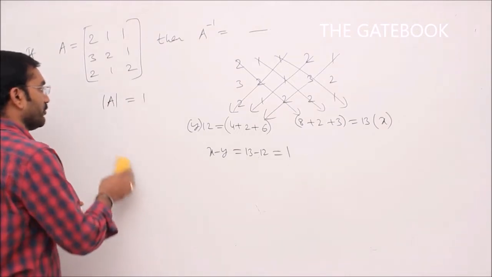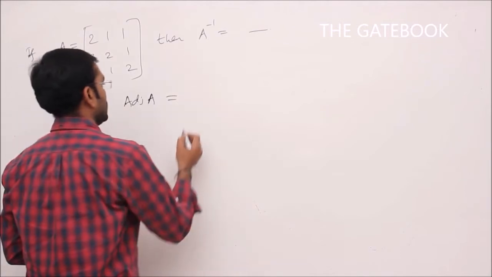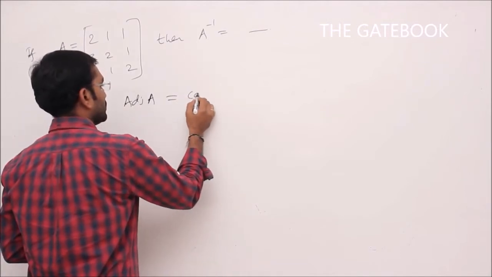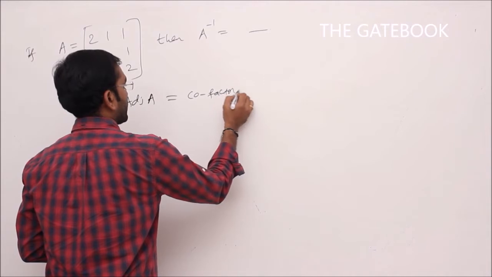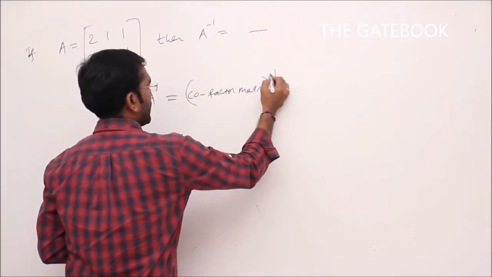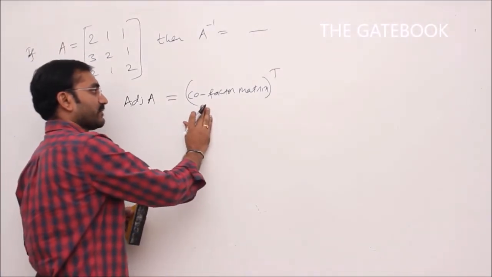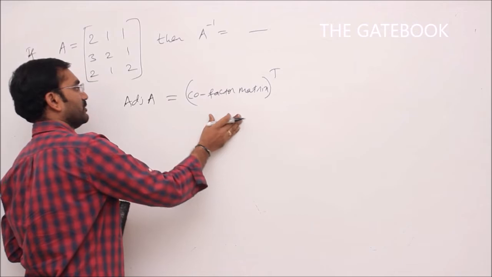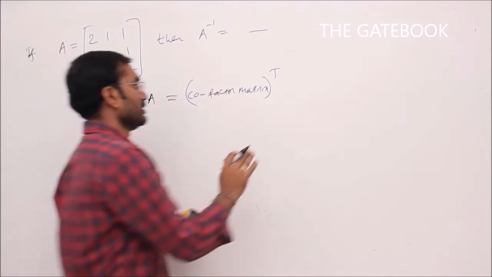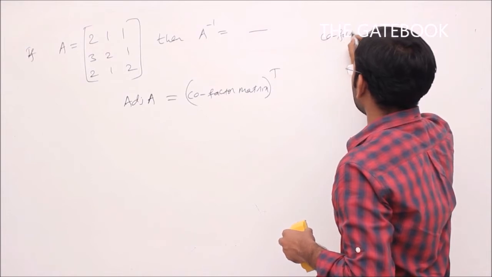Now we need to find adjoint A. So adjoint A is given by the transpose of the cofactor matrix. So we have to find out the cofactor matrix. After that, take the transpose of that cofactor matrix, that will give adjoint A. Now see here, what about the cofactor matrix? How to get the cofactor matrix?